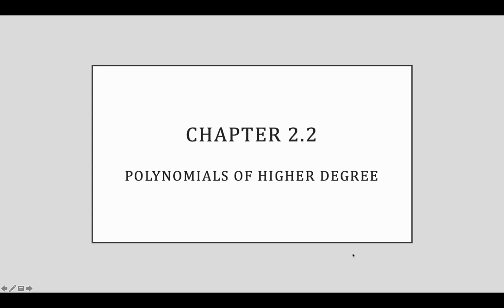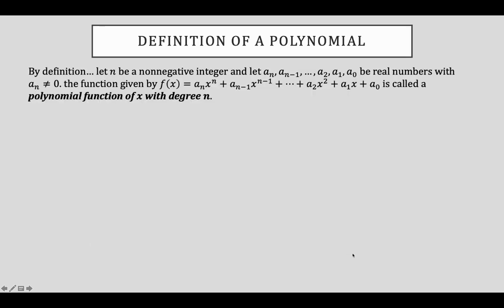Alrighty, so we finished talking about quadratics in chapter 2.1. In chapter 2.2, we begin to talk about polynomials of higher degrees. As you know, a quadratic is a polynomial of degree 2. We're going to be talking now about polynomials with a degree greater than 2.